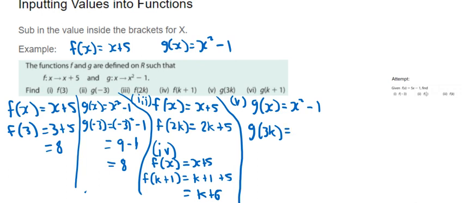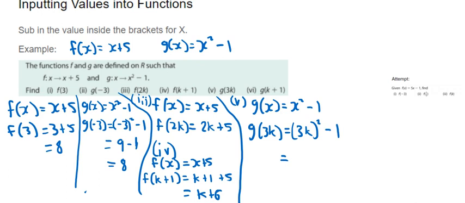Now, this is where rules of algebra come in, so you have to be really careful here. It's x squared, so you're putting a 3k in instead of the x. In this one, all of the x is being squared. Therefore, if I'm putting a 3k instead of that x, all of the 3k has to be squared. So I'm going to put in 3k with brackets around it, to be squared, and then minus 1. So there's actually two things being squared here. 3 is being squared and k is being squared.